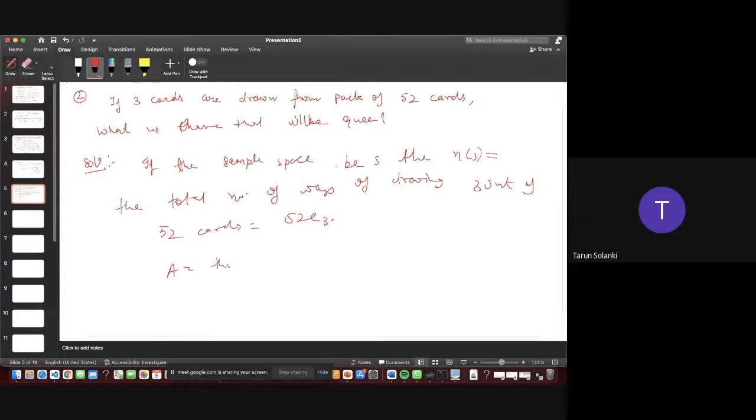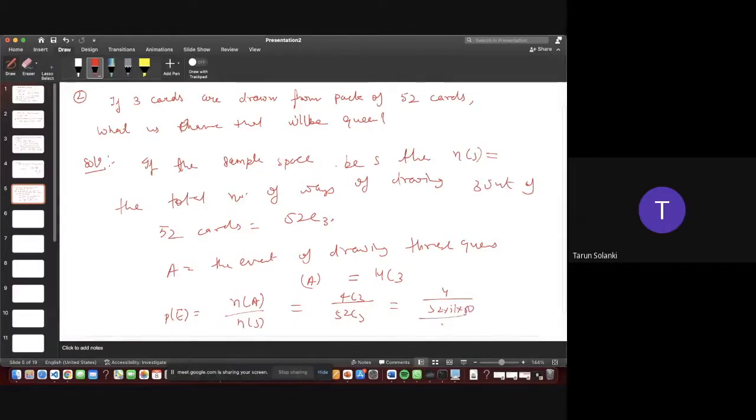A equals the event of drawing 3 queens. So n of A is 4C3. In total there are 4 queens and we are going to draw 3. So the probability of E will become n of A divided by n of S, that is 4C3 by 52C3. So solving, you will get 4 by 52 into 51 into 50 divided by 3 into 2. So solving, you will get 5525. So this is our answer for the first.